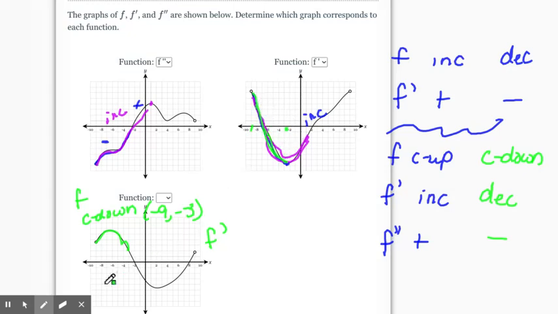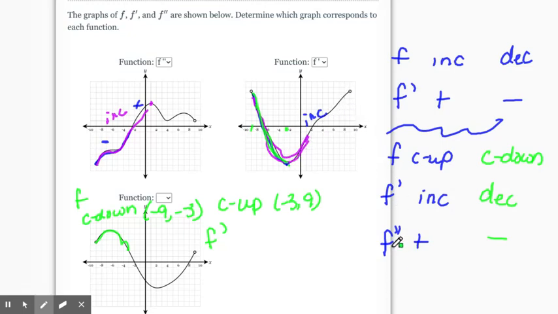And then the original function is concave up afterwards. So concave up, my first derivative should be increasing. It's increasing. So it was concave down, then it was concave up from -3 to 9. And then this one is also increasing. The first derivative increasing from -3 to 9.